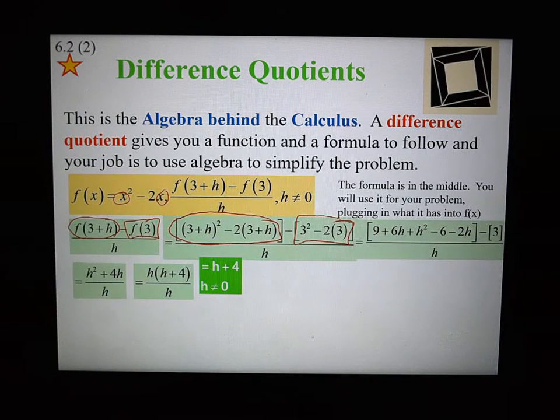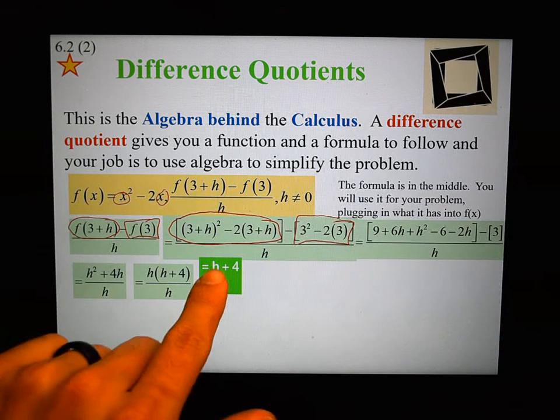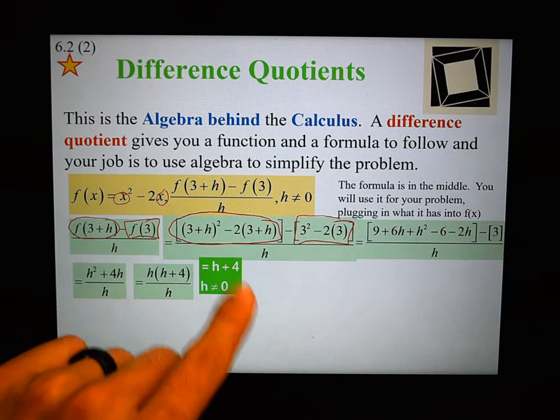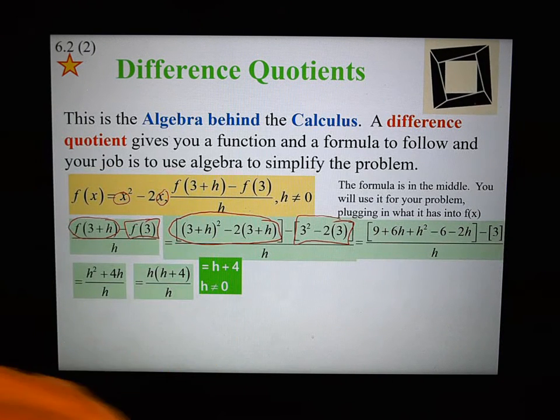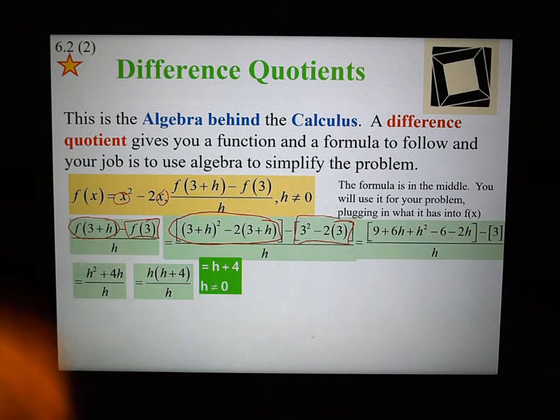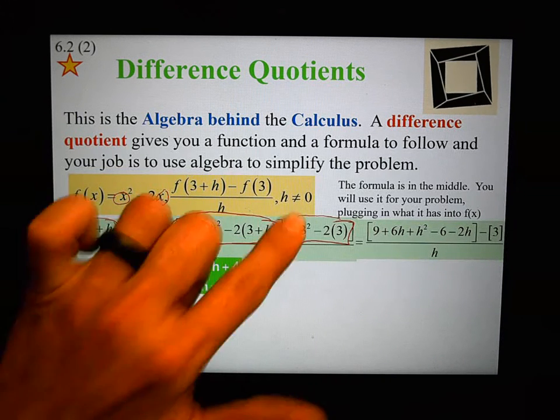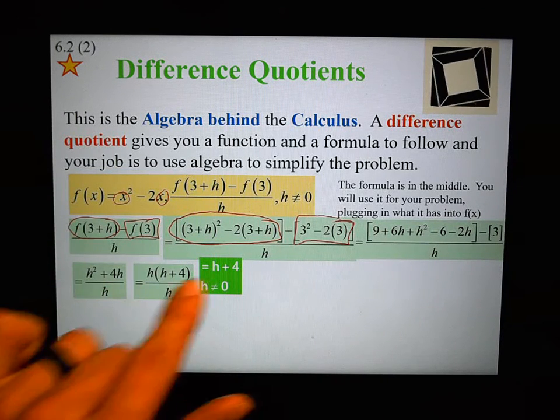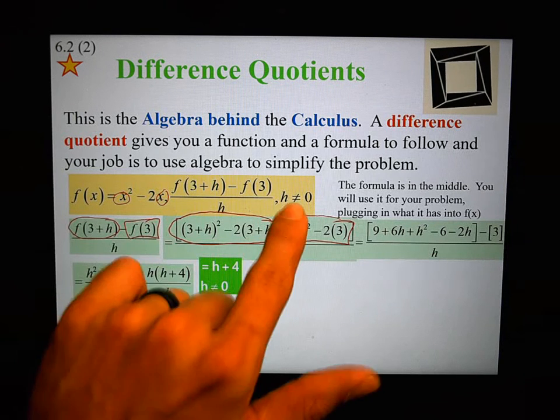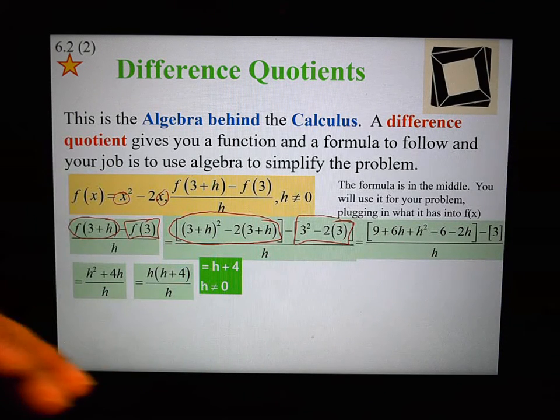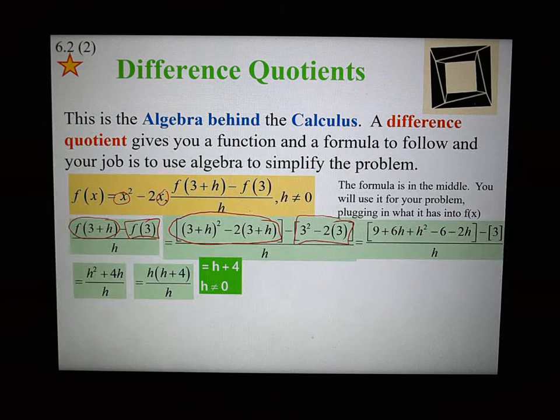For your final answers, I always want to get what does it simplify to, and do not forget to write down what h cannot be. Well, h can't be 0. Whatever that limitation is, it needs to be part of your answer. This is a full credit answer. If you forget the h cannot equal 0, it's a -1 on a test, so you are aware.